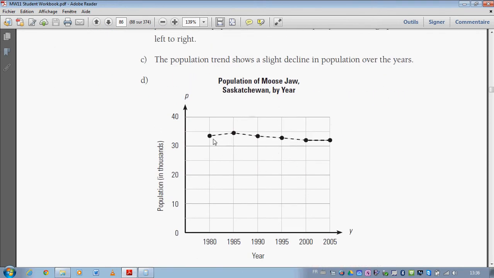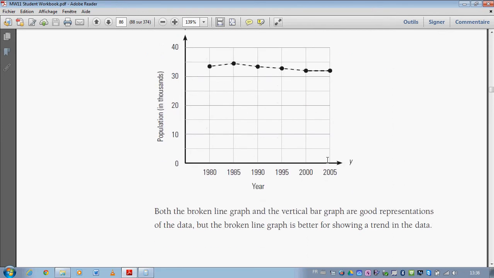Here is your broken line graph, and I think we could clearly say that this would actually be a better representation because you can see the fluctuation better. You can see the trend better. Okay, and that's kind of what broken line graphs were all about. Remember, they were all about showing the trend over time. So yes, the broken line graph is better for showing a trend in the data.